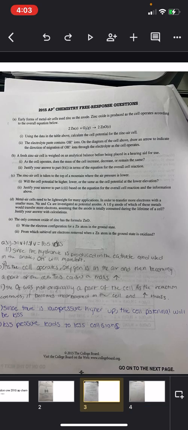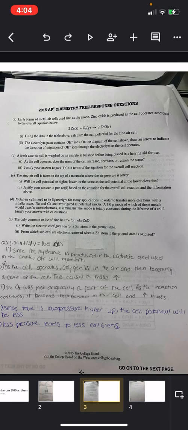It said, the only common oxide of zinc has the formula ZnO. Write the electron configuration for a Zn atom in the ground state. So using the noble gas shortcut, argon is the last noble gas before zinc. So I used argon, and then there would be 4s2 and 3d10. The next part of that question says, from which sublevel are electrons removed when a zinc atom in the ground state is oxidized? For that, I got the 4s sublevel, and here's why.